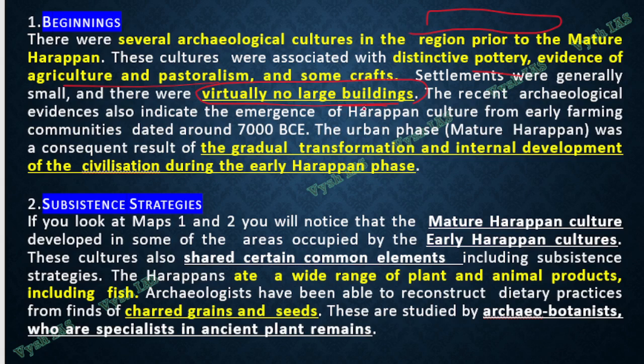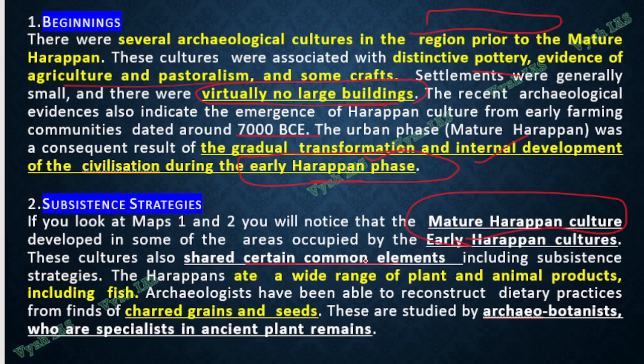So in the 6000, 7000 BC time, when early farming practices were going on, that is the time when Harappa emerges. And gradually there is a transformation, some internal development, and that is how we understand clearly that a new Harappan phase has begun. Between the early Harappan and the mature Harappan, it's not totally different. There are a lot of common elements, but the mature phase will be much more prosperous.